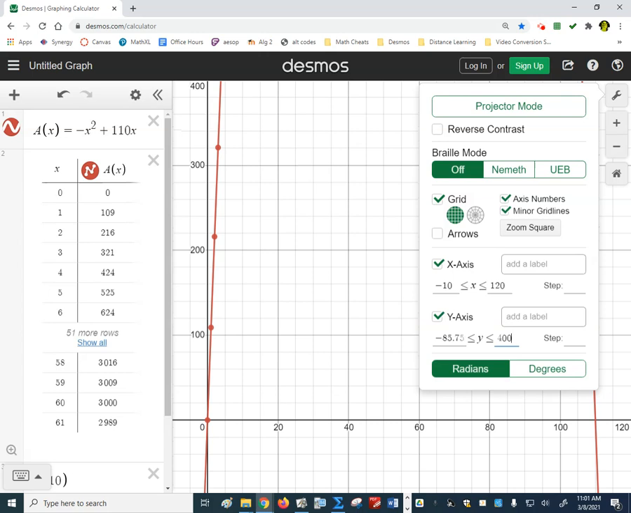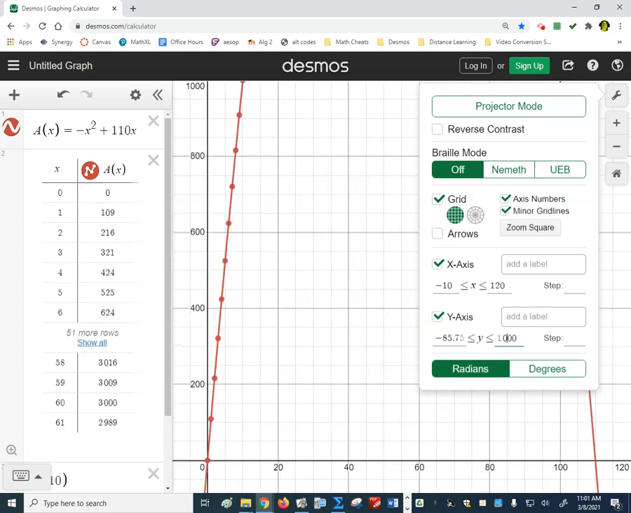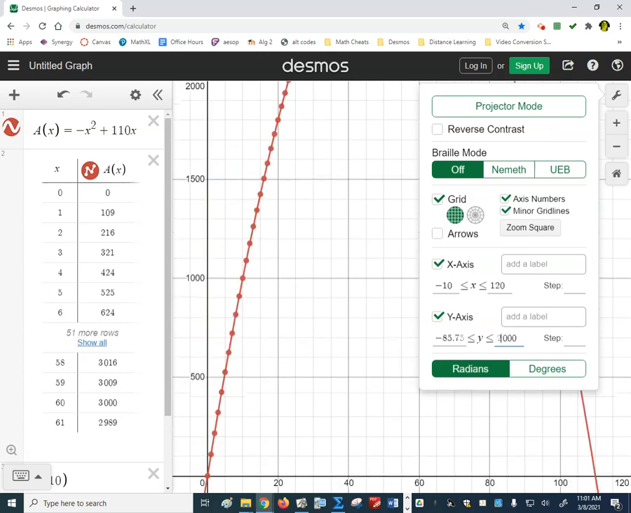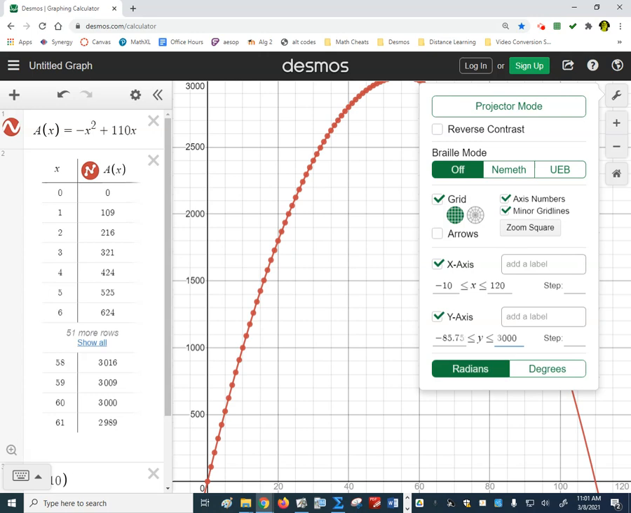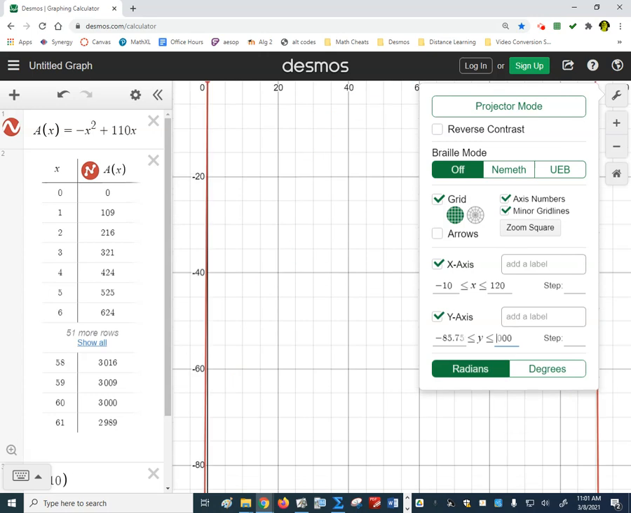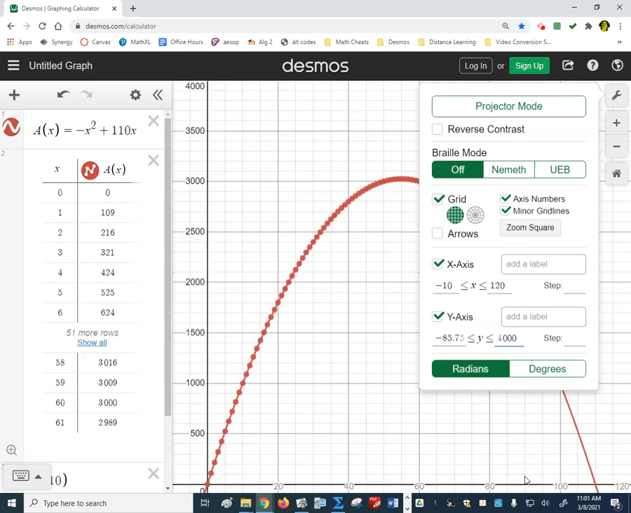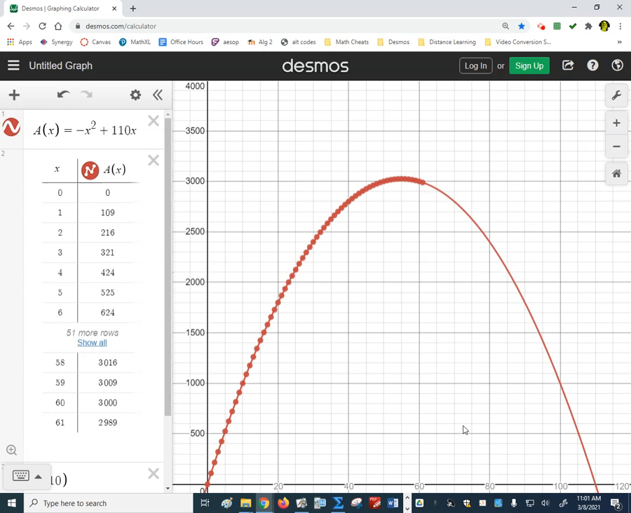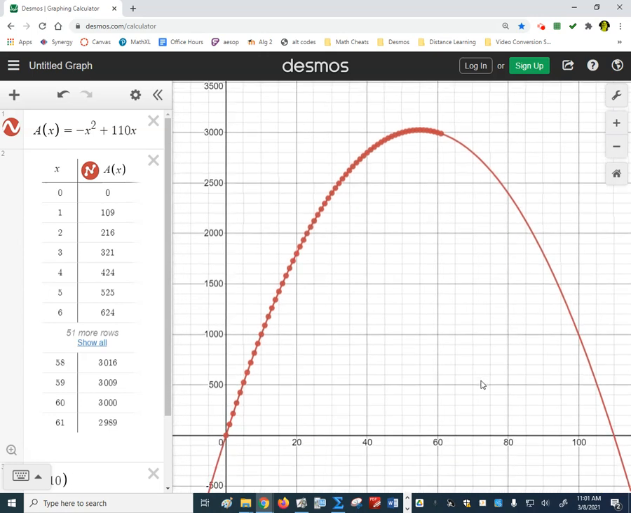Okay, so maybe I have to make it a little bigger. Let's try something like 1,000. Still not big enough. Let's try 2,000. Still not big enough. 3,000, still not big enough. Let's try 4,000. There, finally I can see this okay, right? And now I can just pick the thing up a little bit, and now I can see my graph.